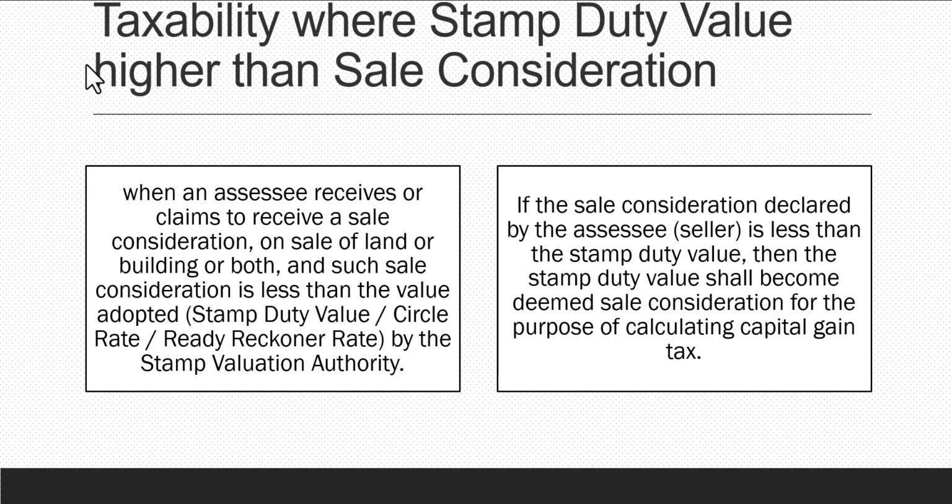If the sale consideration declared by the assessee seller is less than the stamp duty value, then the stamp duty value shall become the deemed sale consideration for the purpose of calculating capital gain tax. Okay, which means if you have sold the property below the stamp duty value, then the stamp duty value shall become the deemed sale consideration for paying the taxes. Suppose in order to avoid tax, you have sold at a lower value. Then the tax authority says in that case you have to pay the capital gains at the stamp duty value and not at the actual value at which the transaction has happened.